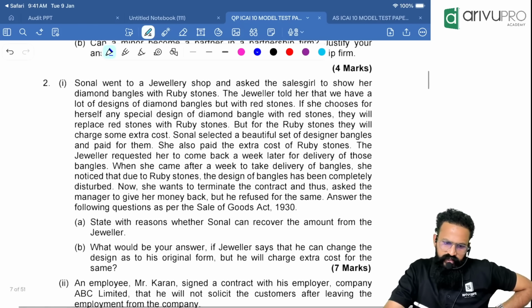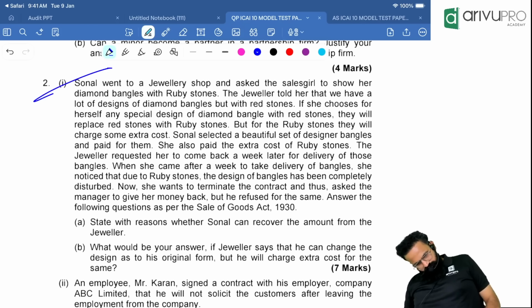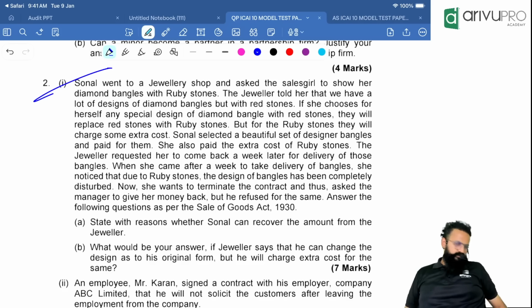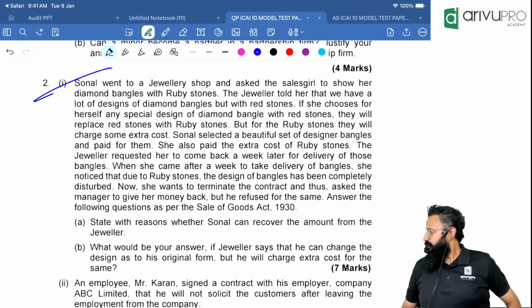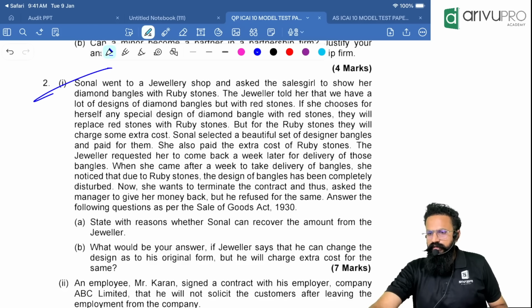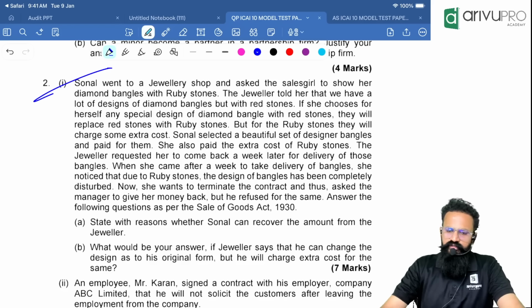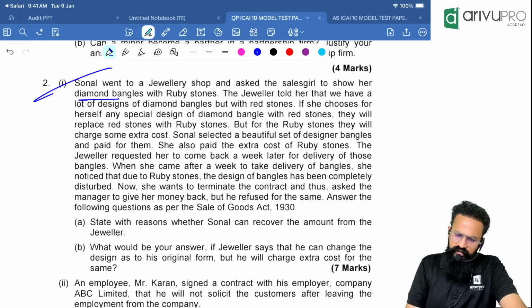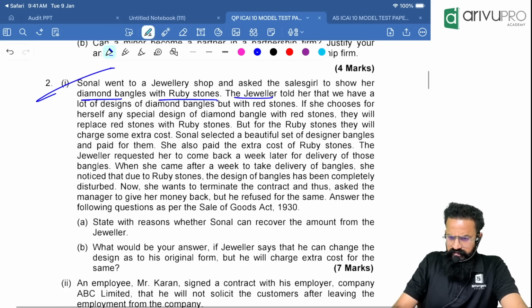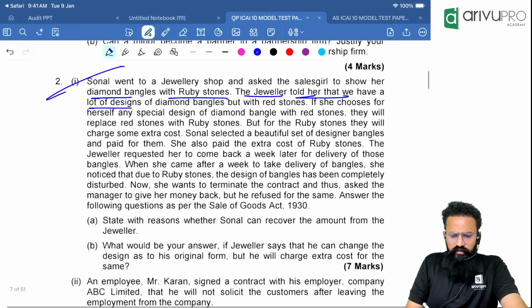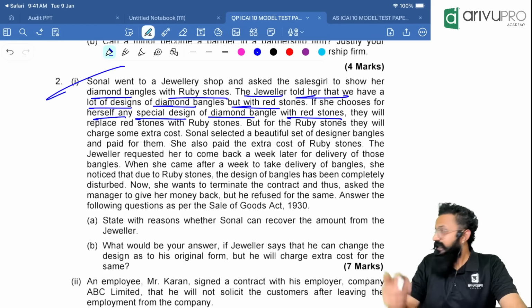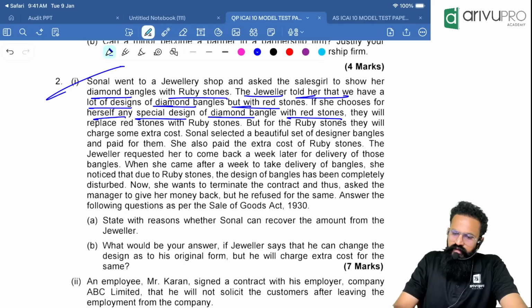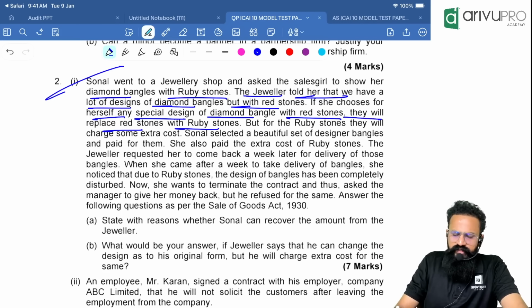Sonal went to a jewelry shop and asked the sales girl to show her diamond bangles with ruby stones. The jeweler told her that we have a lot of designs of diamond bangles but with red stones. If she chooses for herself any special design of diamond bangles with red stones, they will replace red stones with ruby stones. But for ruby stones, they will charge some extra cost.